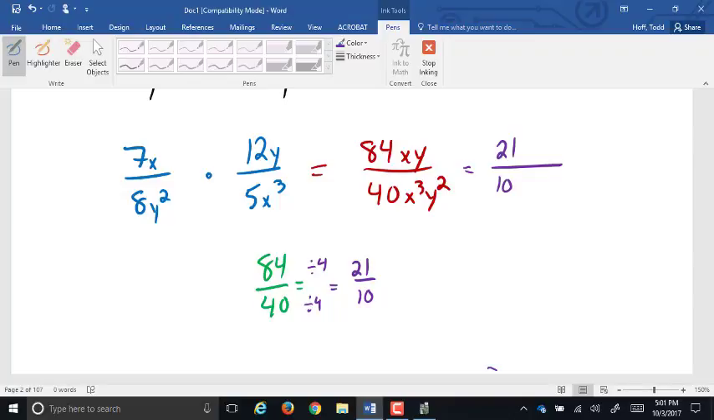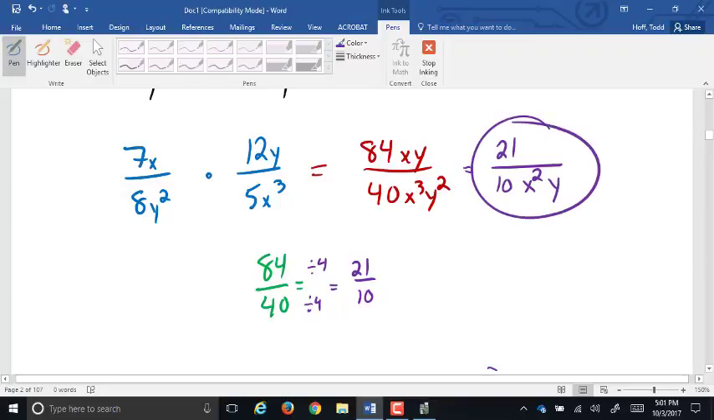How about the variables? What do we end up with? How about x? Bottom, power of 2. And y? Bottom, and just y. So 21 over 10x squared y. Any questions?